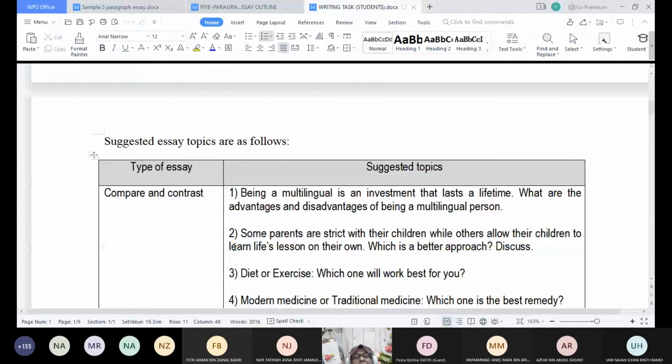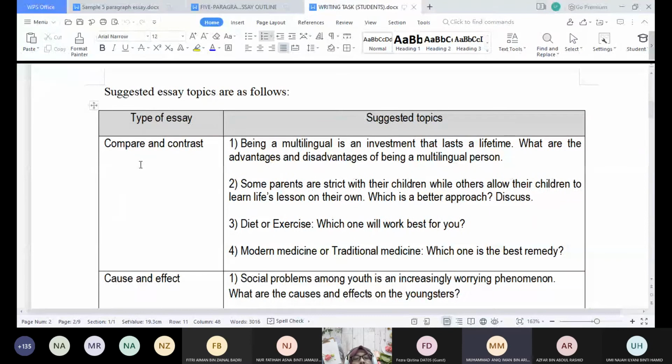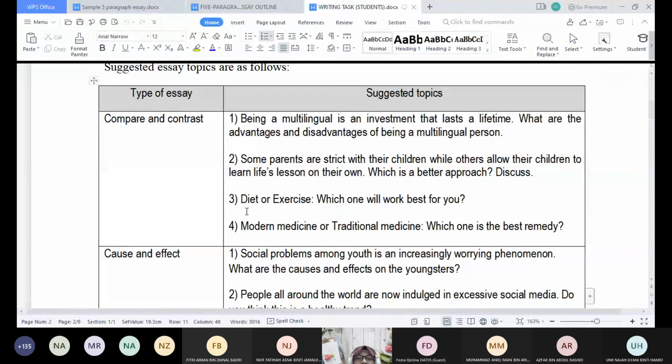Okay, now, can you see what is on your screen now? Type of essay. Yes, very good. Suggested topics. This is an example, students. It's not that I want you to choose one of these. But if you have a better one, more interesting, then you can do that. You don't have to use the suggested topics here. But compare and contrast, you can look here. Diet or exercise, which one will work best for you? I think you can do this, but if you can find another topic, it would be better.